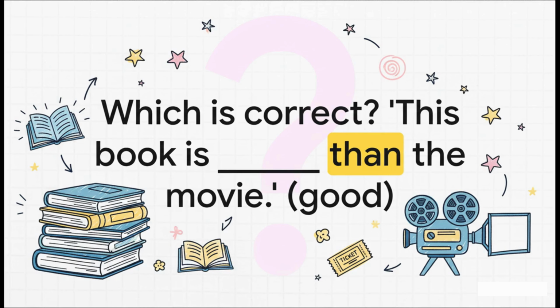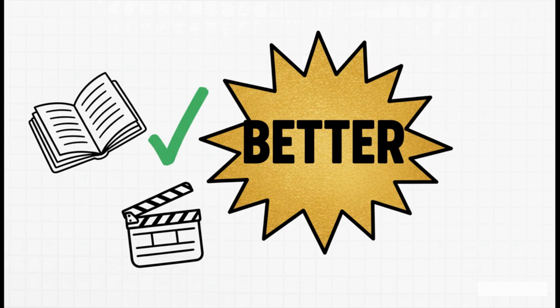Let's see what you've learned. Here's the sentence. This book is blank than the movie. The word we're using is good. What do you think goes in that blank? And the answer is better. This book is better than the movie.